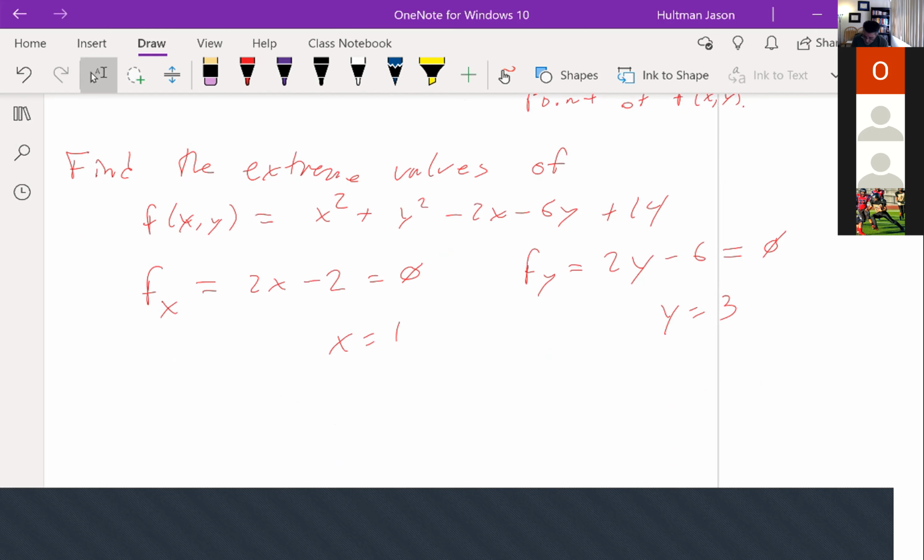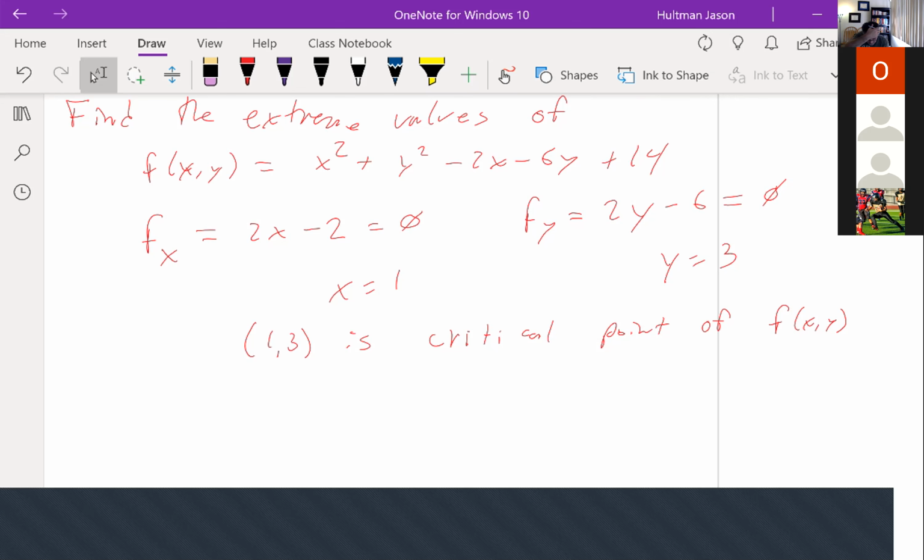Okay, so what do we have? We have the function, the partial derivative with respect to x is equal to 0 when x is 1. The partial derivative with respect to y is 0 when y equals 3. So we know that (1, 3) is a critical point of f of x, y.